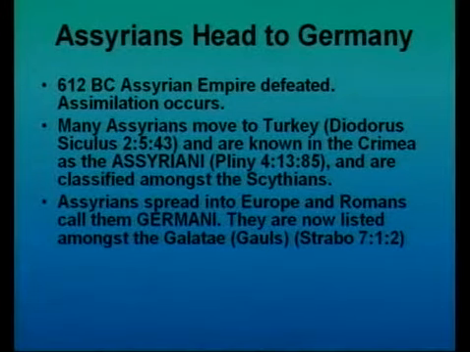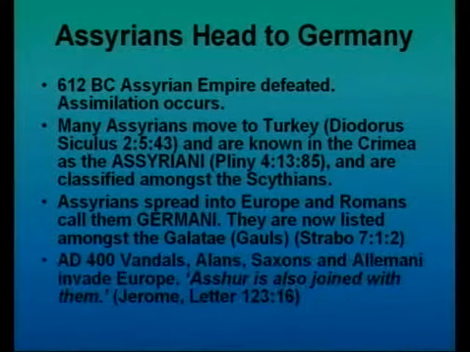They spread into Europe, and the Romans start calling them the Germani, the genuine ones. That's really what it means, the genuine ones. And they are now listed amongst the Galatai, or the Gauls, according to Strabo, a pagan historian. A bit later on, about 400 AD, a whole bunch of people, the Vandals you probably heard about, the Alans, the Saxons, and the Alemanni, they invade Europe.